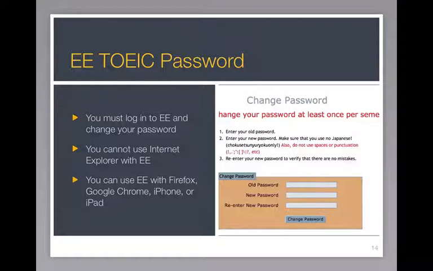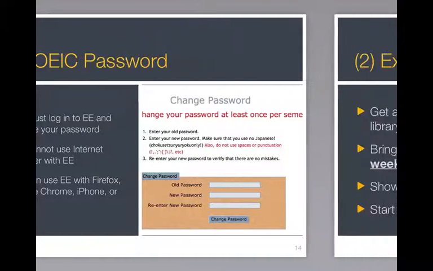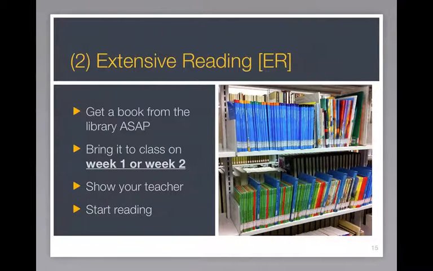That's it for the TOEIC homework right now. I will talk a little bit about the extensive reading. These are special library books that students have to read in order to improve their English skills. They're in the library. There are many great titles. If you haven't gotten one yet, go to the library and find a book you like, bring it to class, show your teacher, and start reading.